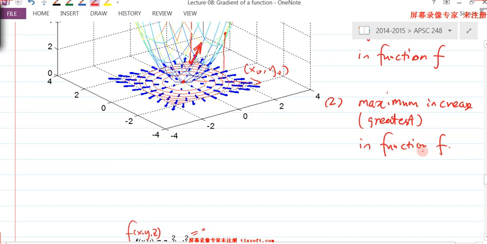Gradient vector, just write it ten times. The gradient vector is always pointing in the direction of the greatest increase of a function f. It doesn't matter if it's a function of two variables, three variables, or four variables.